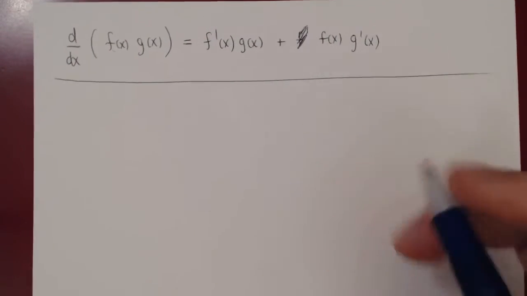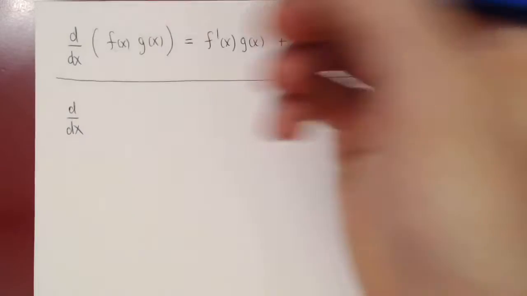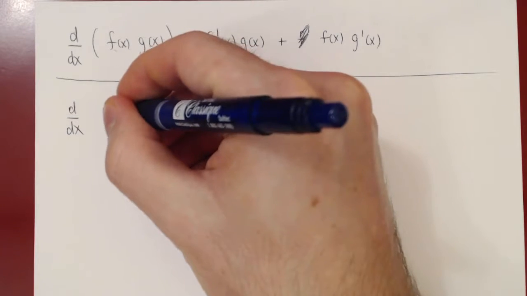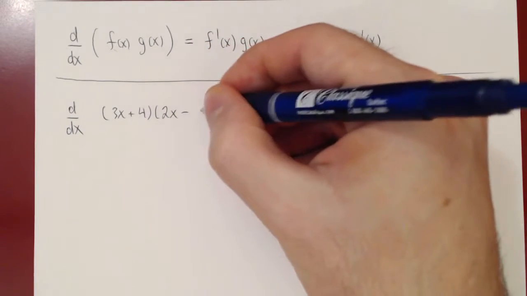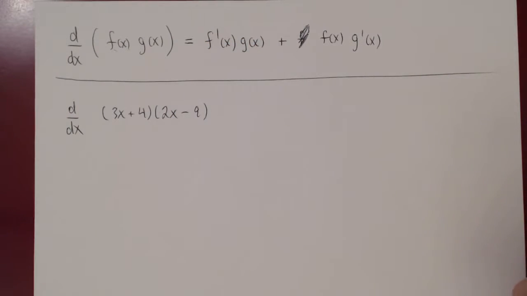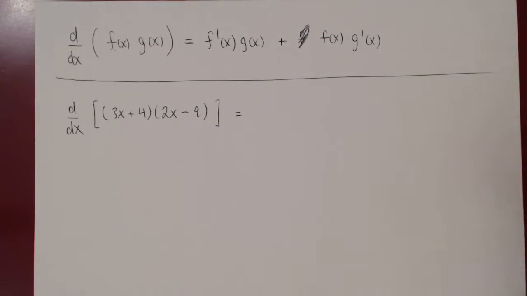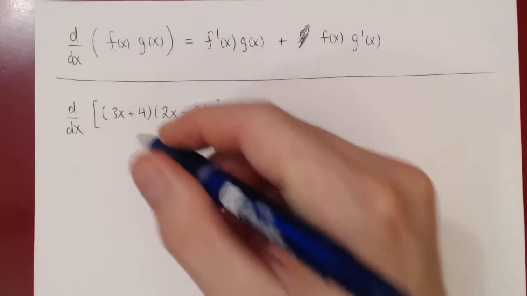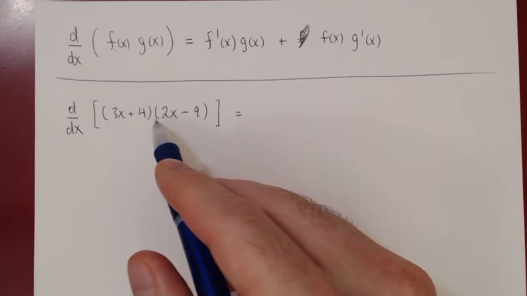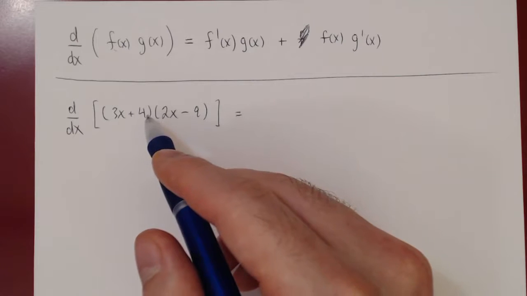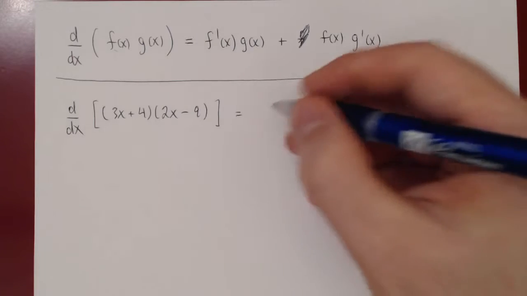Let's look at some examples. So if we start with, say, the derivative of 3x plus 4 times 2x minus 9. Well, we ask for the derivative of the product of these two functions. We can apply the product rule now. So we differentiate the first function, right? The derivative of 3x plus 4, well, we have a sum of two functions, so we use the sum rule. Derivative of 3x is 3, plus the derivative of 4 is 0, so we get 3.